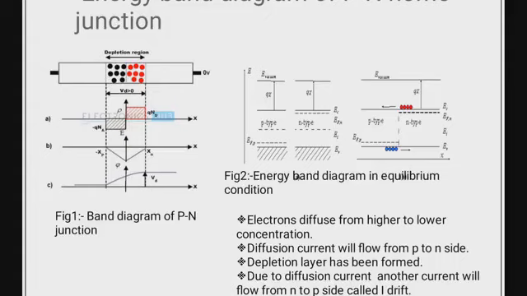Here I have already added this diagram, and in this diagram, figure 1, figure 2a, the Fermi level is constant. That means the derivative of the Fermi energy level with respect to x is equal to 0. That means the summation of diffusion and drift current is equal to 0 at equilibrium.